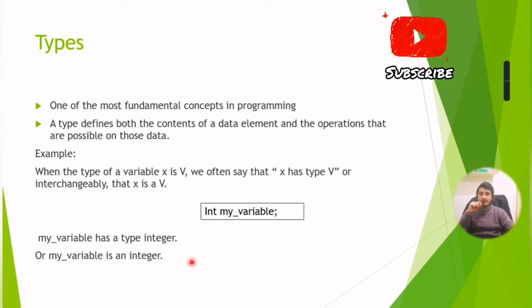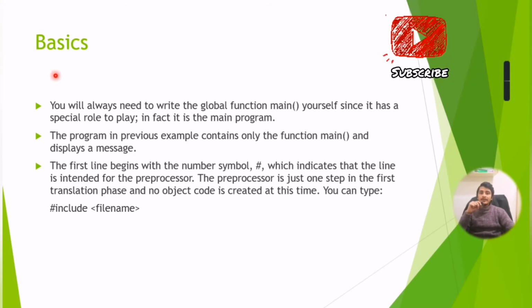We can understand it. So, basics: you will always need to write the global function main yourself, since it has a special role to play. In fact, it's the main program. The program in the previous example contains only the function main and displays a message. The first line begins with the number symbol, hashtag, which indicates the line is intended for the preprocessor.